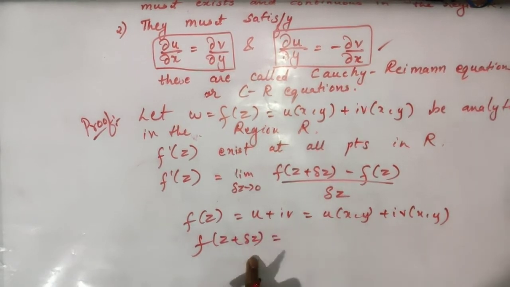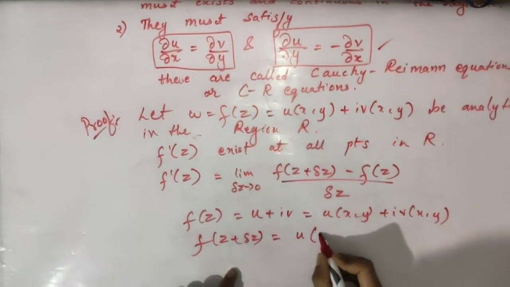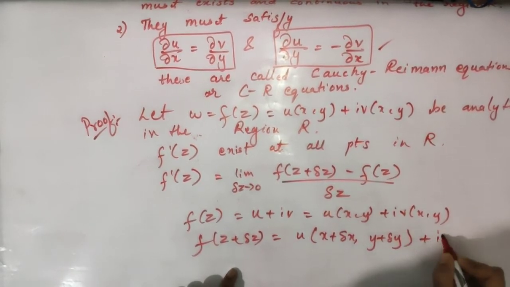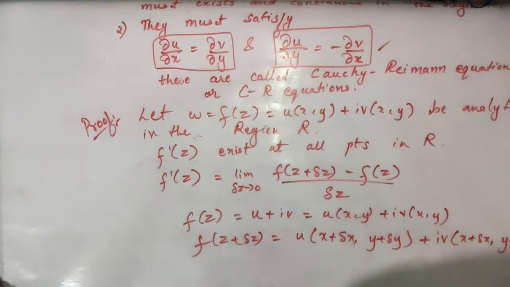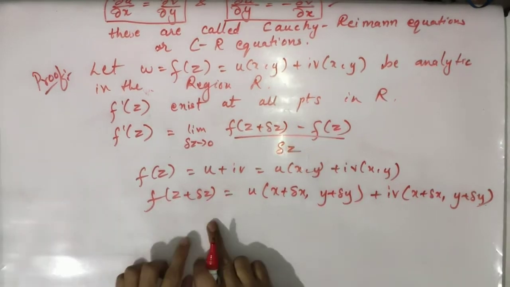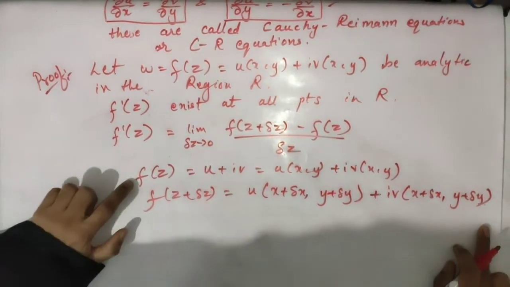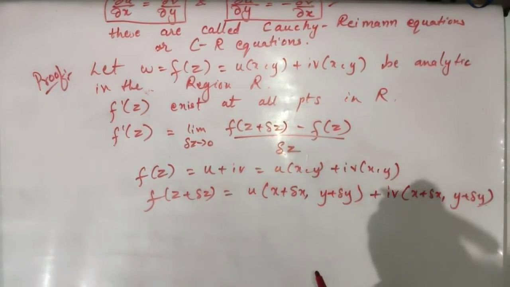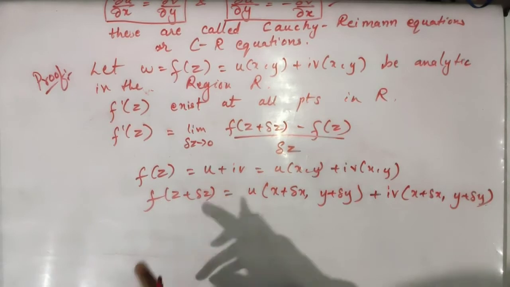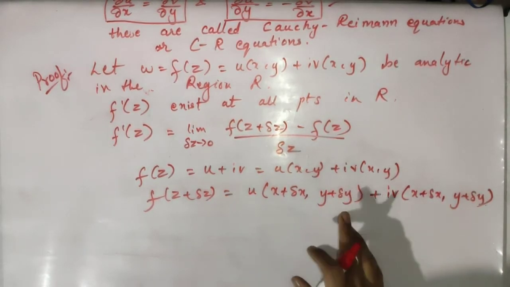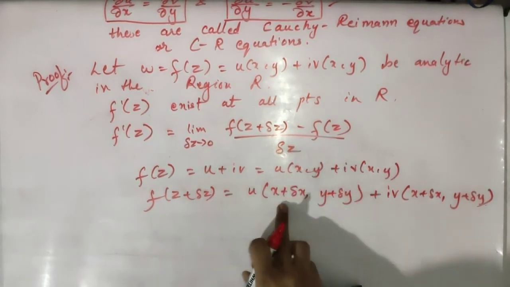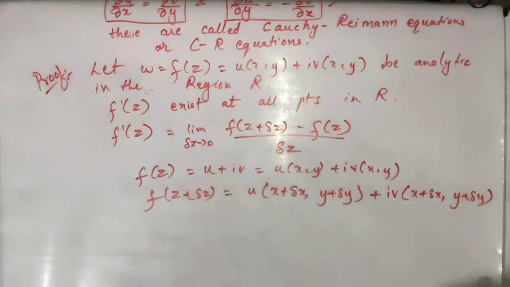How can I write f of z plus delta z? It will be u of x plus delta x, comma y plus delta y, plus I into v of x plus delta x, comma y plus delta y. I hope it is seen there. If f of z is equal to this, then to all the variables we give an extra increment delta, which is the increment given to the variable z. It can be in any form. It can be delta x or delta y in both the values. So better you write a delta. Wherever you have x and y, you are simply adding delta, nothing else. So it's a very easy step.